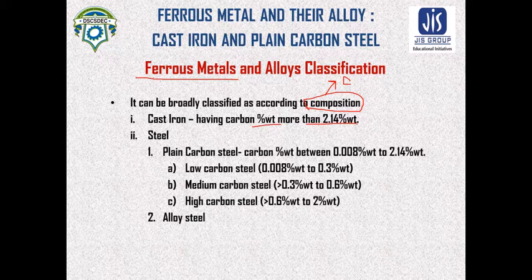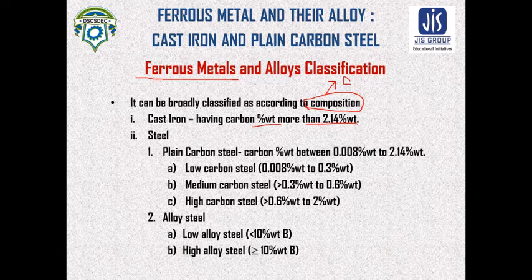Now alloy steel may be classified into two sections, that is low alloy steel and high alloy steel. In low alloy steel, alloying elements should be less than 10%, and in high alloy steel, alloying elements can be present at equal to or more than 10%.